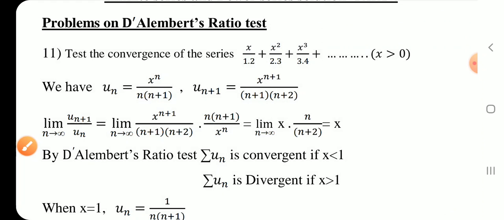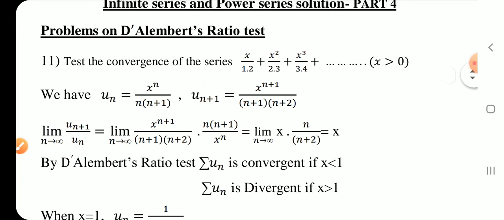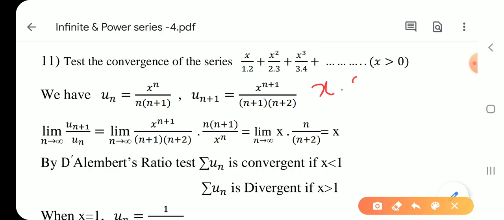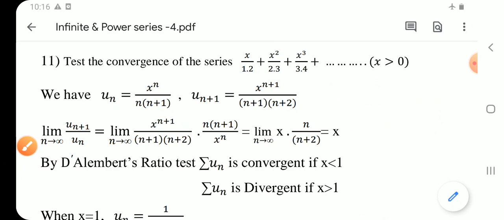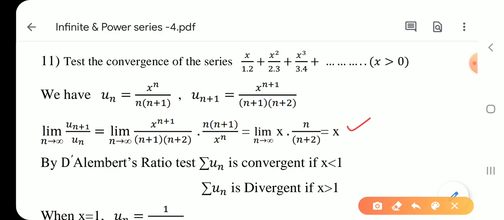So again I will write x. If I take n common in the denominator, it would be 1 plus 2 by n, and n cancels. If you now apply the limit n tends to infinity, 2 by infinity is 0. So the denominator, 1 plus 0, is 1. So we get the answer as x. So here the divergence or convergence of the series again depends upon the value of x.